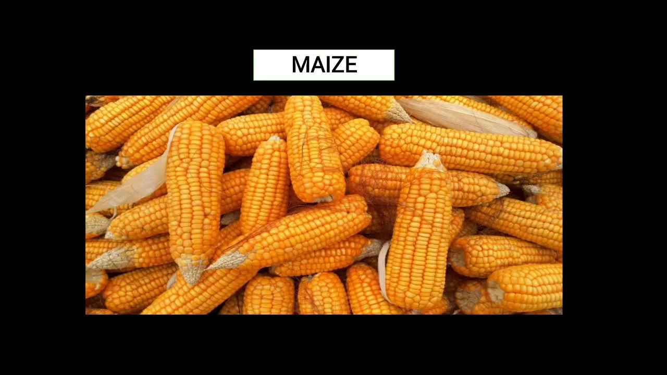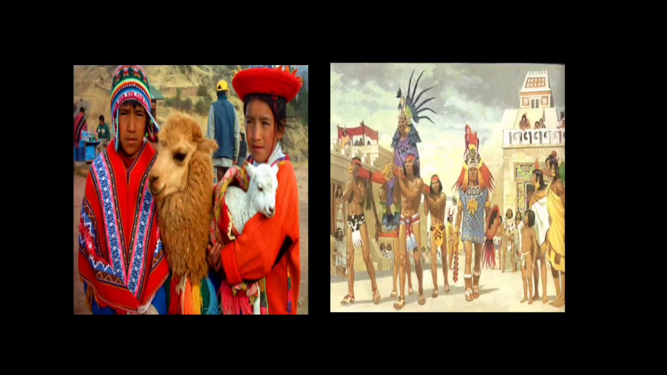Next, we all know it's maize. Maize originated first in Latin America, so it was grown mostly in Latin America at first, by the Incas and the Aztecs. These were the native tribal people living in the Latin American region, so they were the first ones to grow maize.